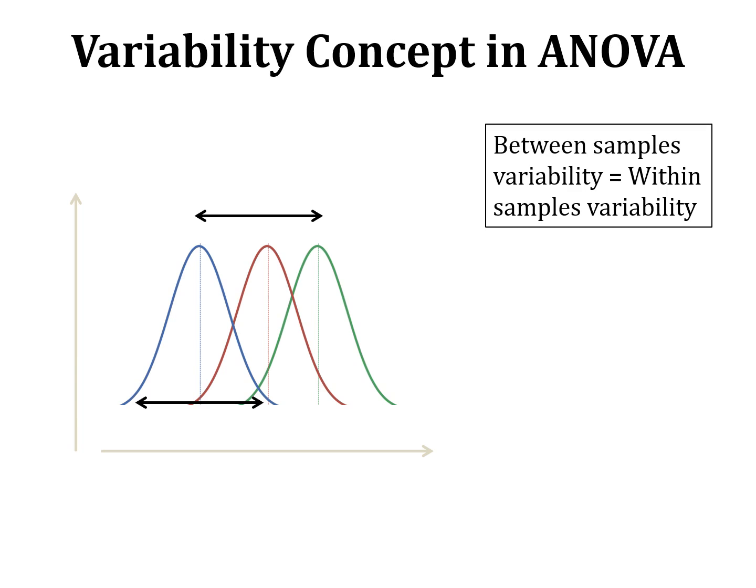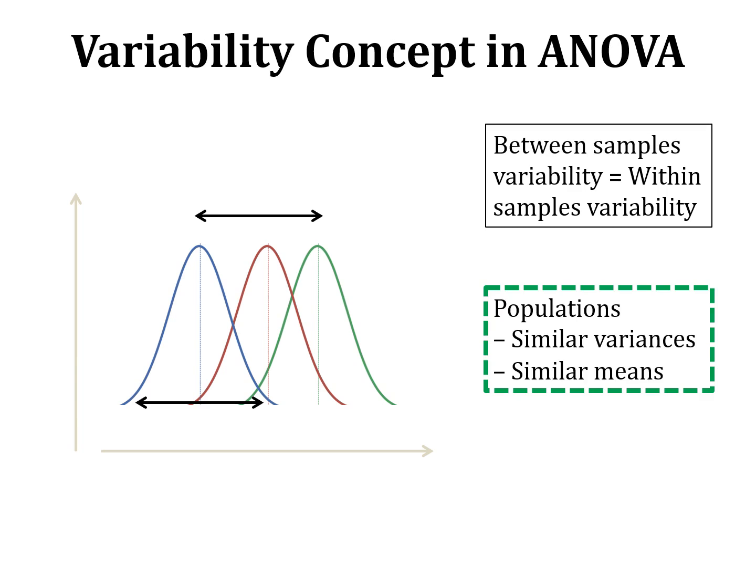So what we can say here is that these are the populations with similar variances and similar means, right? And as you can see, these values are very close to each other, their mean values are very close to each other. And also there are many observations that overlap between the 3 samples, right? So in this case, if the between samples variance is equal to within samples variance, then we can say that the populations also have similar mean values, or the difference between the mean values is non-significant.